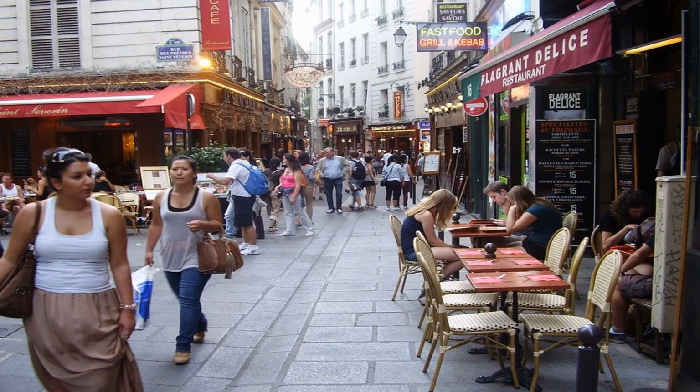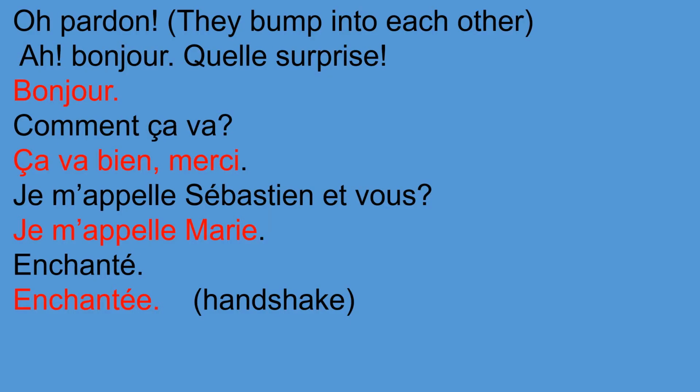So here we are back in the streets, and I'm just going to read the dialogue and explain everything so that it's much easier for you. Oh, pardon. So they bump into each other, so the gentleman is apologizing. Oh, pardon. Ah, bonjour. Quelle surprise. For those who didn't watch the video last week, those two had already met in Paris, and because he sees the lady again, he says, quelle surprise, what a surprise. Okay, so quelle surprise, what a surprise.